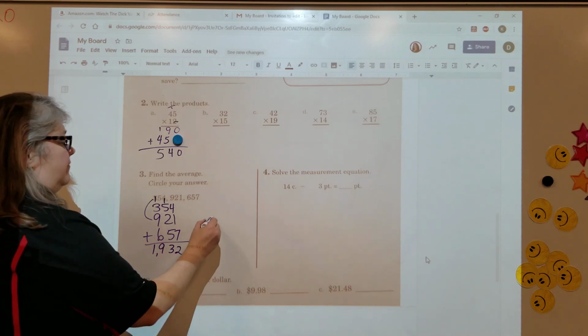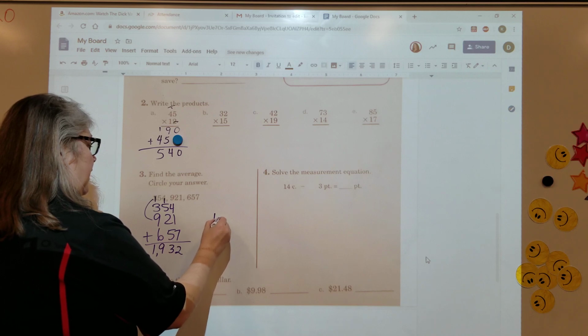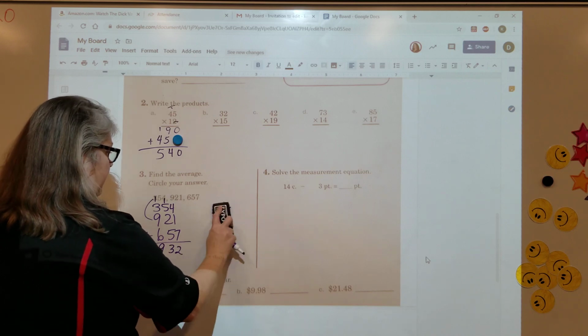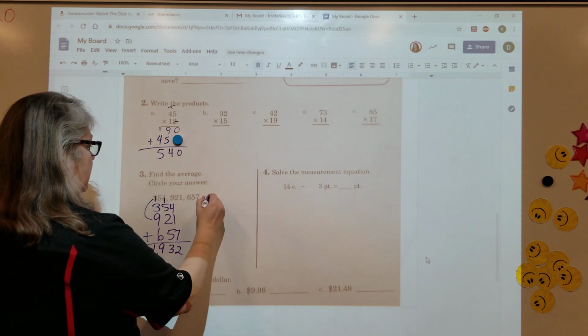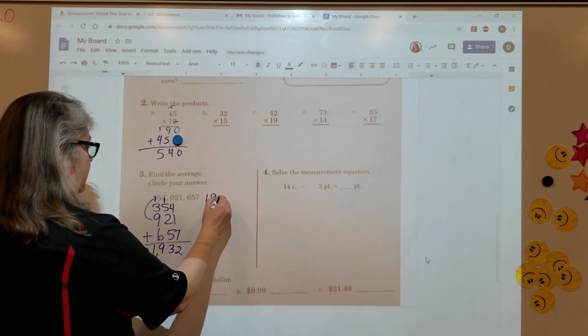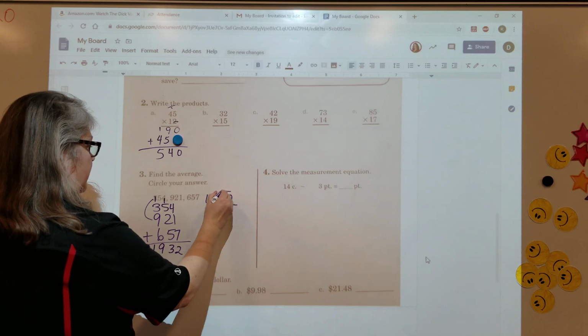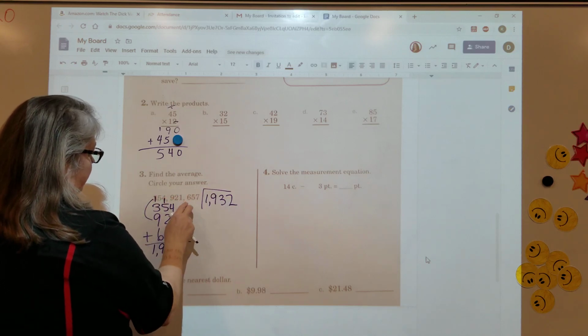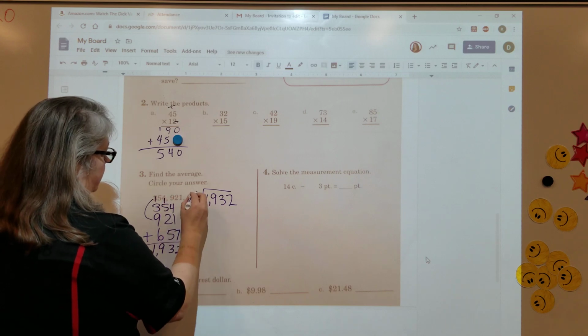Now we're going to divide it. When we average, let me pull that a little bit higher so we have enough space. So 1,932, we're going to divide by how many different numbers we added together. So we added together 3. 1, 2, 3, so divide by 3.